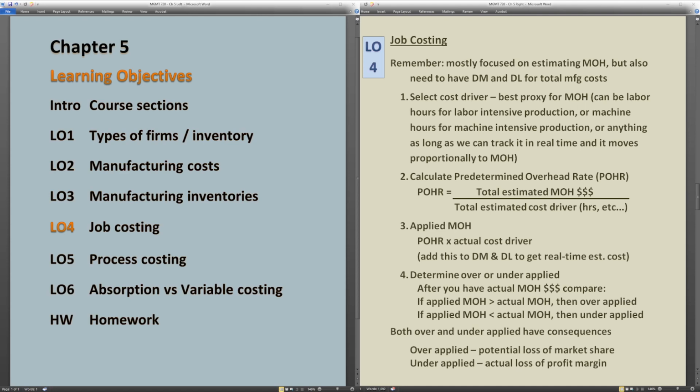So what can we do? We can say, okay, we'll come up with a rate. We'll say whatever our manufacturing overhead is divided by the number of machine hours that we think we're going to run.